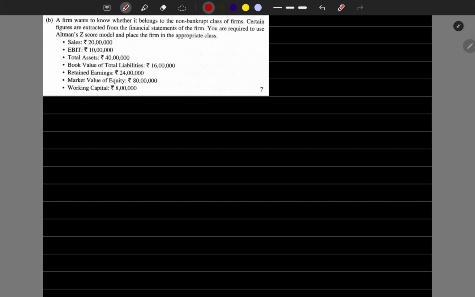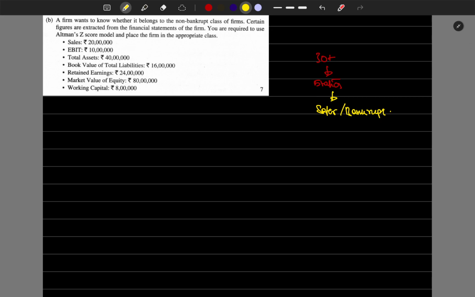In ratio analysis we use a lot of ratios, like 30 plus ratios, but the Altman model takes only 5 ratios. With those 5 ratios, the Altman model finds out whether the company is safe or in a bankruptcy situation. It predicts whether it is safe to invest or unsafe to invest from the investor's perspective.